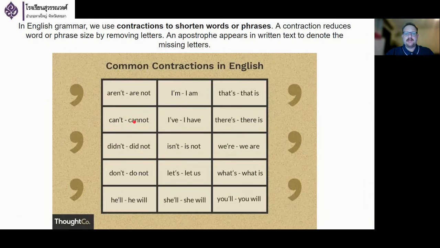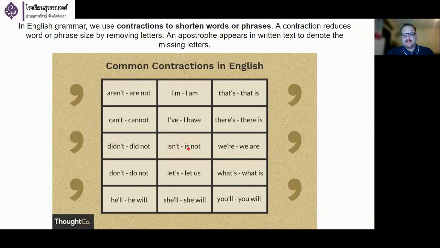Can't, cannot. They took out two letters, can't. C-A-N apostrophe T, can't. I cannot believe that this apostrophe ate those letters and the O. Can't.